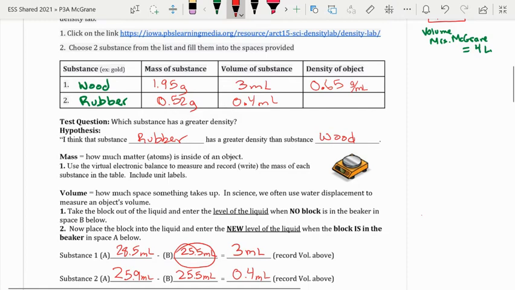The one on the right. Yeah, this. So which one is more dense? The one on the right. This, because there's more atoms in the same space. Less atoms in the same space.